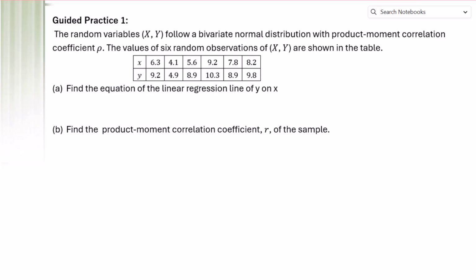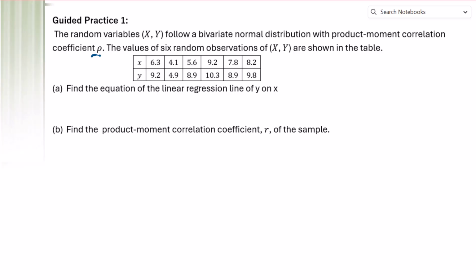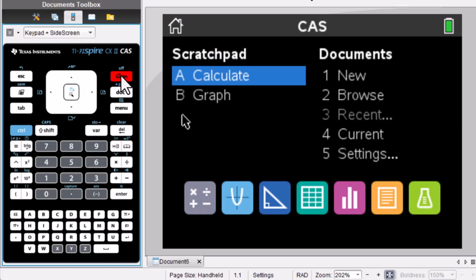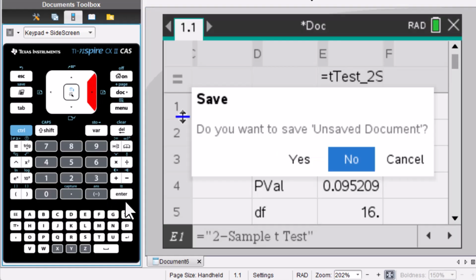The random variables x, y follow a bivariate normal distribution with product moment correlation coefficient rho. The values of 6 random observations of x, y are shown in the table. Find the equation of a linear regression line of y on x. Click on 1, No, Enter.